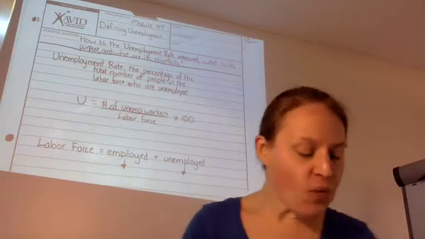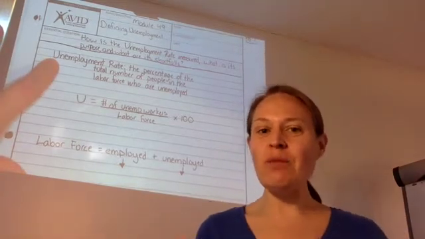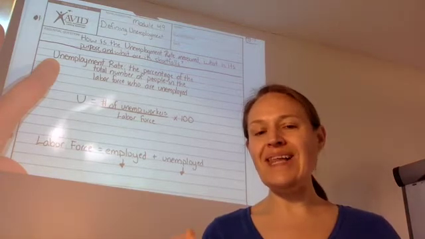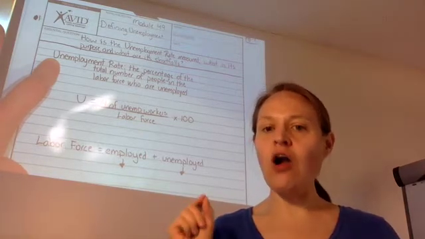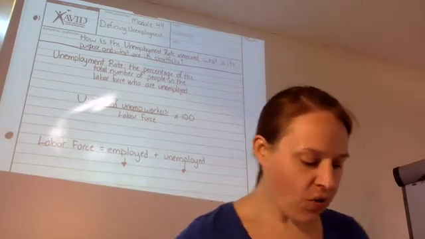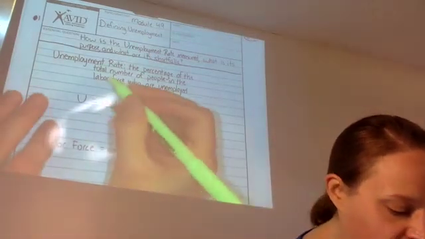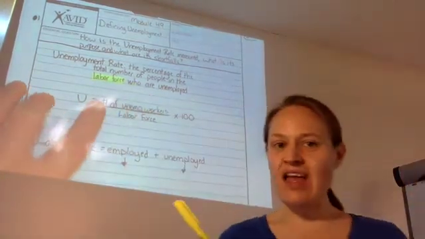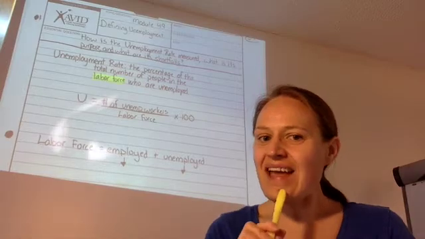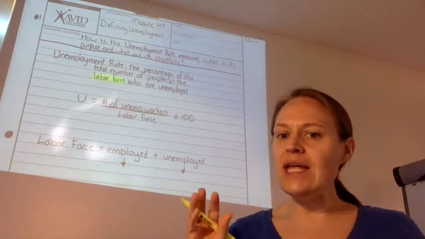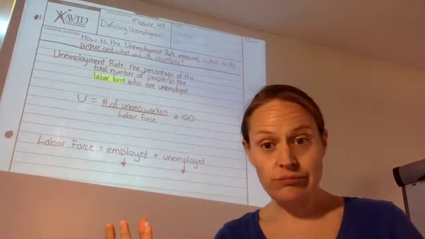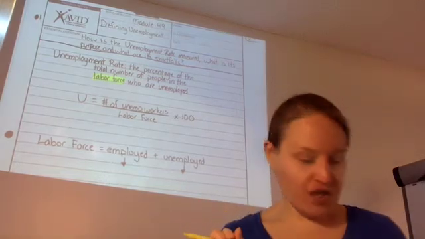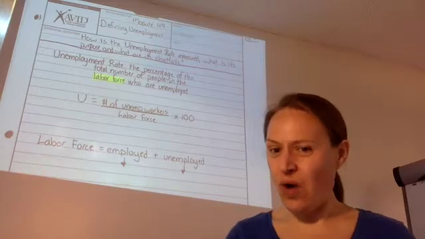All right, so we'll start out with our definition here of unemployment rate. The percentage of the total number of people in the labor force who are unemployed. Now, we are going to highlight the term labor force because it does not say the percentage of people in the country, in the economy. It says in the labor force. So in just a moment, we're going to define really closely what that means.